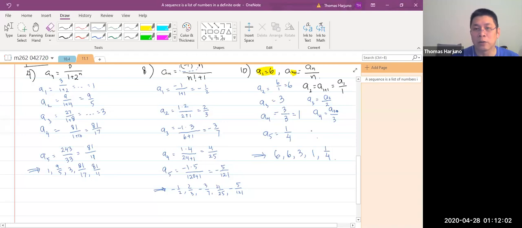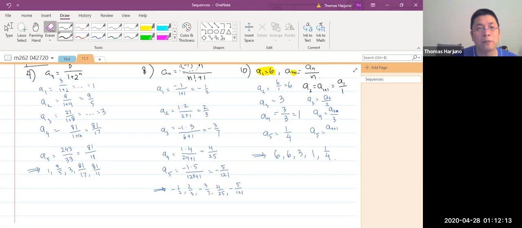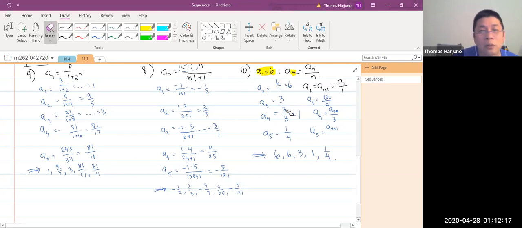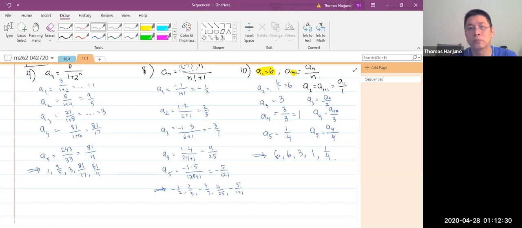Okay, because the fifth term is the fourth term divided by 4. Why doesn't it work? The fourth term divided by 4. Okay, that's how I get that. That's for number 10.